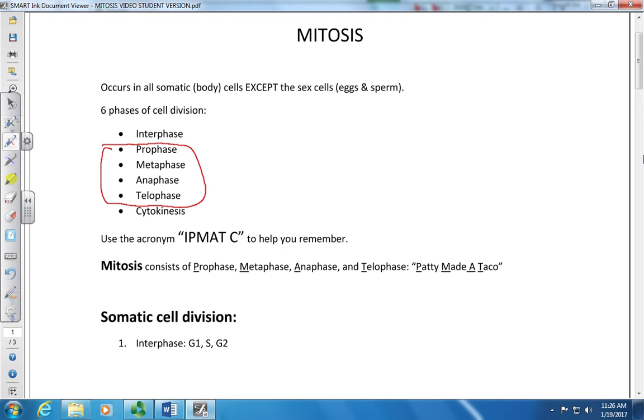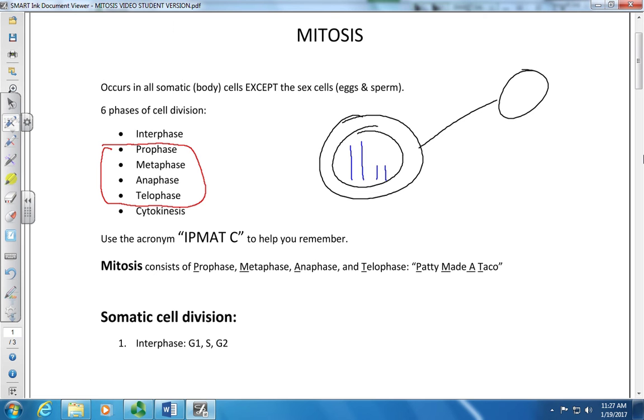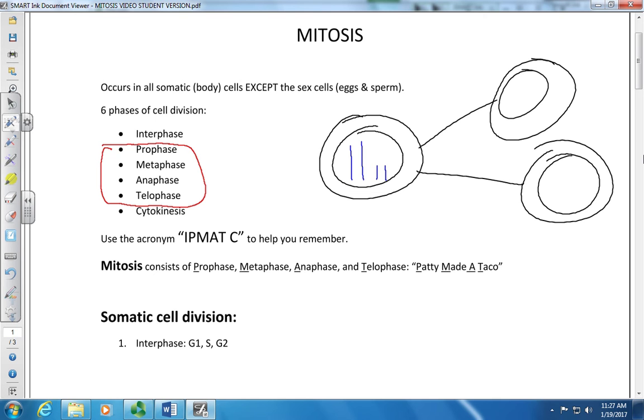So to give you just a quick look at the big picture of mitosis, you're going to start off with one parent cell, and you're going to wind up with 2 genetically identical daughter cells. Now, I'm really big on acronyms, so if you can remember the acronym ITMATC, that will help you keep each one of these steps in order.